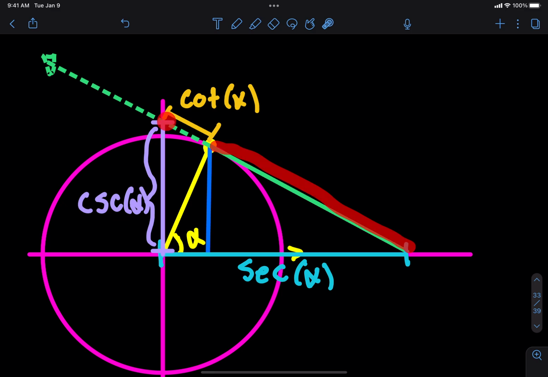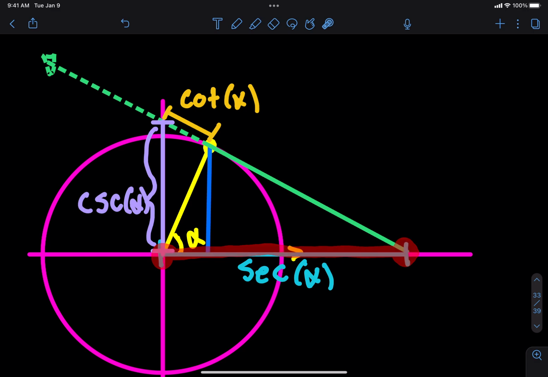Cotangent is like the other piece that goes from here to here. So that's interesting. And how about secant? Well, secant is going to be the distance from the origin, or from the center of the circle, to the point at which the tangent touches the x-axis.